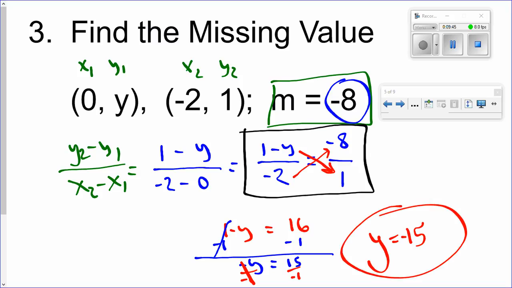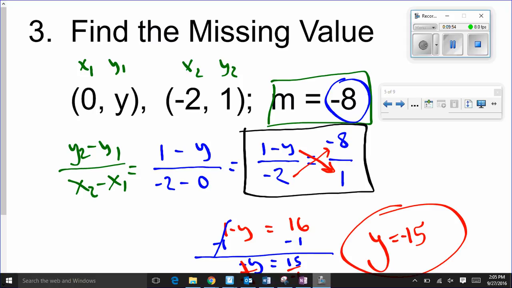Now, if I go back and I plug this in, what's 1 minus a -15? Well, it's like 1 plus 15, which makes 16. 16 over a negative 2 is going to make a negative 8.